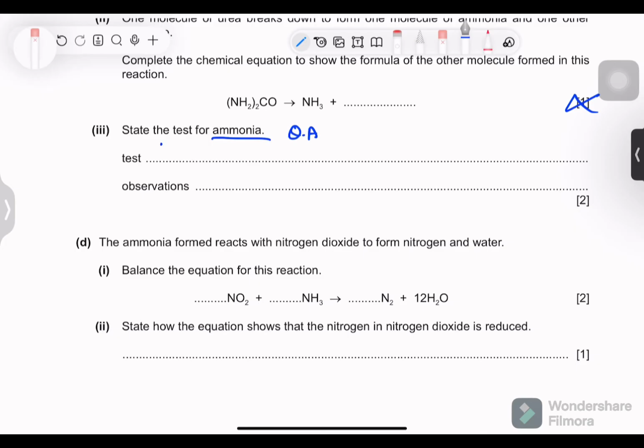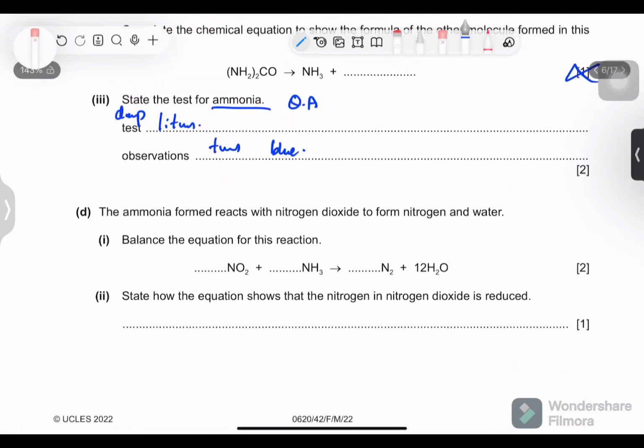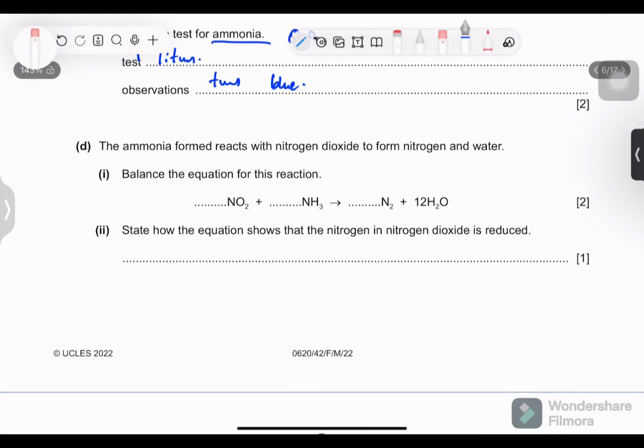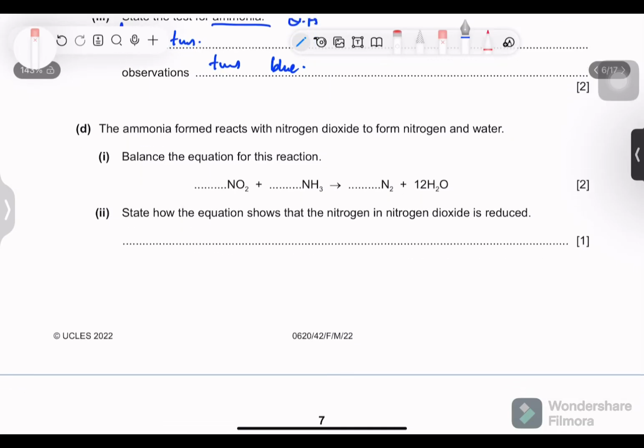The test is damp litmus paper turns blue in the presence of ammonia because it is a basic gas. The ammonia formed reacts with nitrogen dioxide to form nitrogen and water. Balance the equation for this reaction.